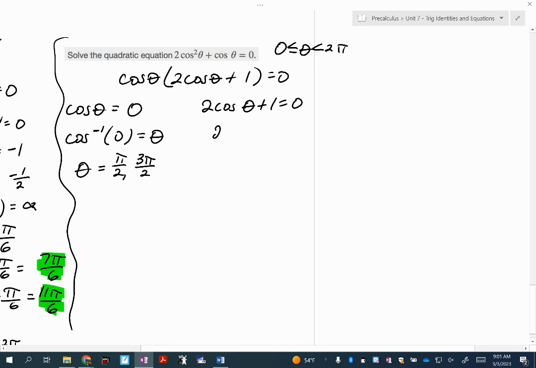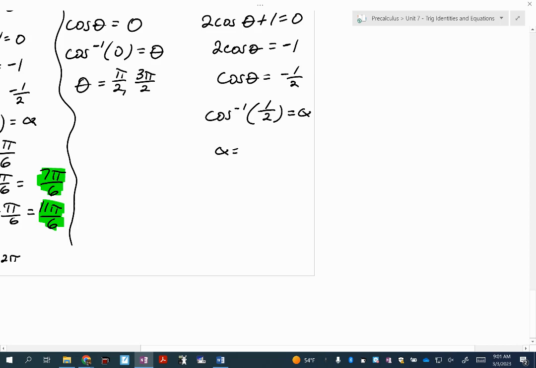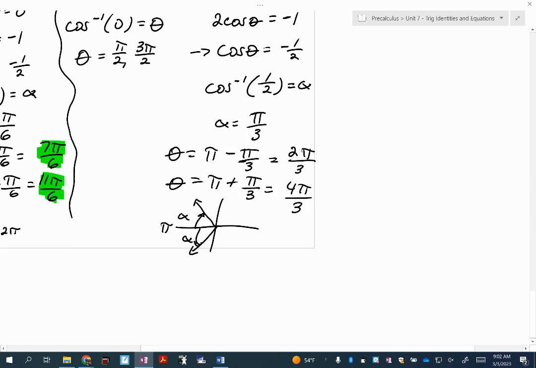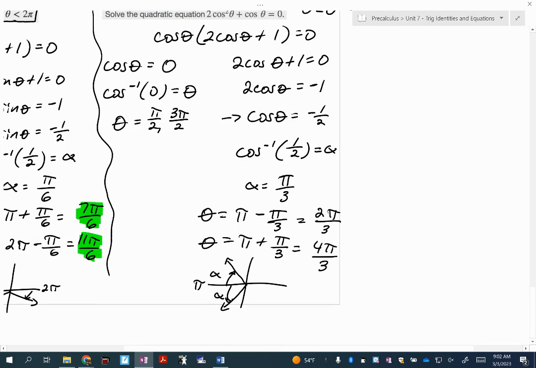For this one, I isolate cosine: move that over, get -1, divide by 2. So cosine to the negative first power of 1/2 equals our reference angle. This is going to be pi over 3. And I'm looking to see where cosine is negative: in the second quadrant and in the third quadrant. So that's pi minus the reference angle and pi plus the reference angle for my 2 thetas. Pi minus pi over 3, and my last one is pi plus pi over 3. So that's going to be 2 pi over 3 and 4 pi over 3. And that is it. That is how you do these problems.